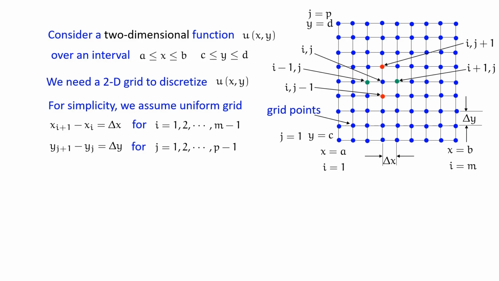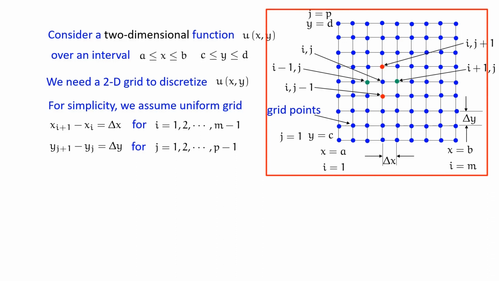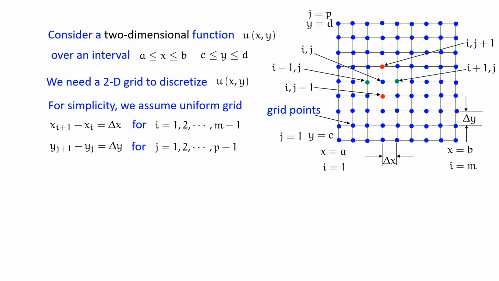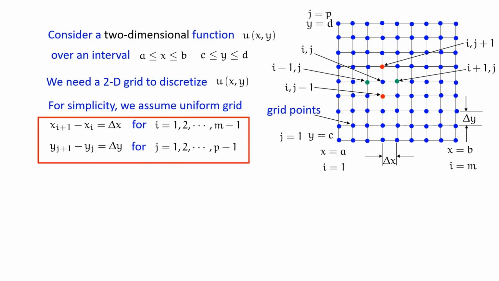The interval we are taking here for x goes from a to b and for y goes from c to d. So overall, x and y create a rectangle that goes from x equal to a to b and y equal to c to d. Within this rectangle, we have several discrete points that are shown here as these blue dots. These are our grid points. Once again, for simplicity, we assume a uniform grid.